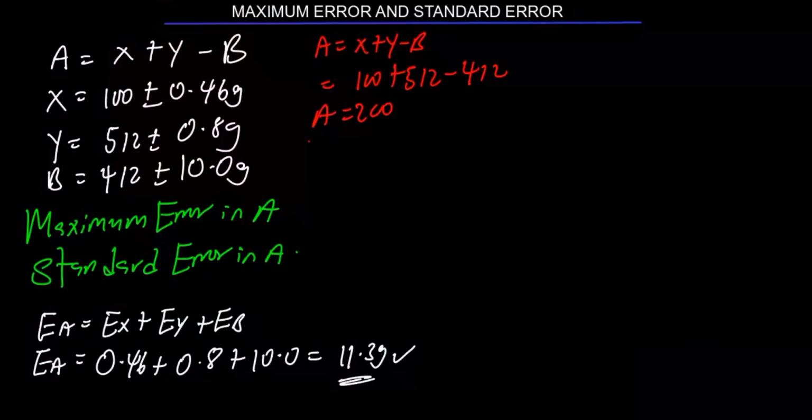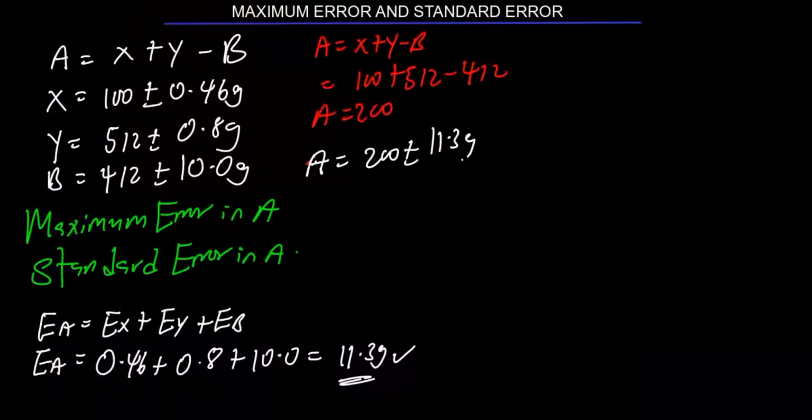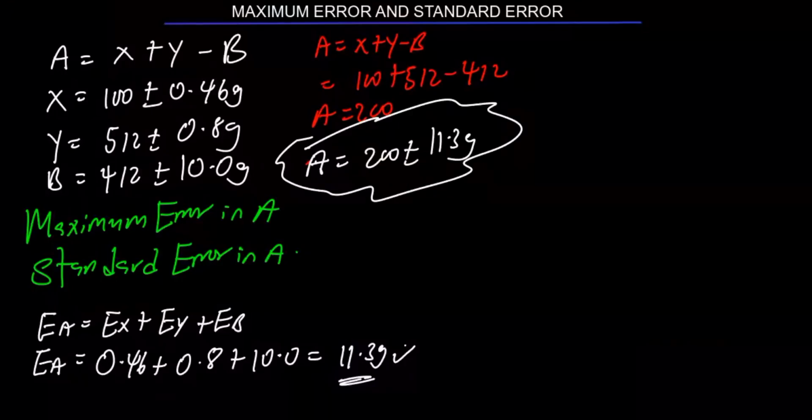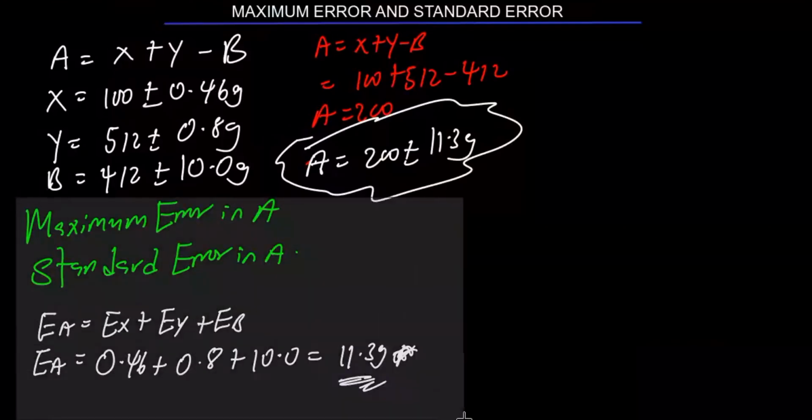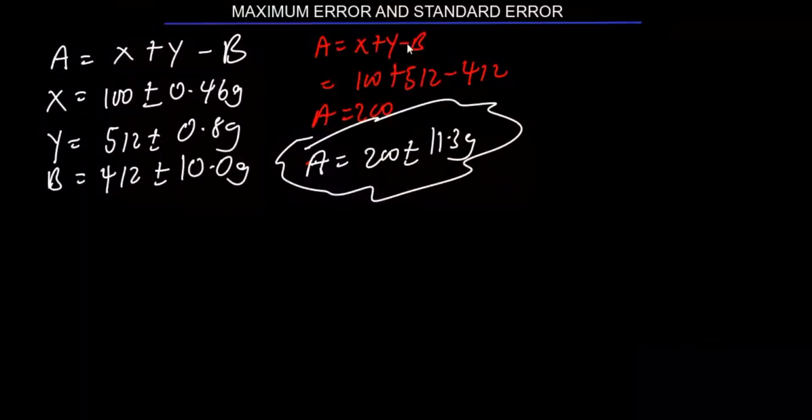And A will be equal to 200. Now, my A can be written as A equal to 200 plus or minus, what's the error in A? 11.3 gram. That's just the way to express A. But this is what the question asks you to calculate. So that's that. We've gotten the maximum error. So let's go to the standard error.